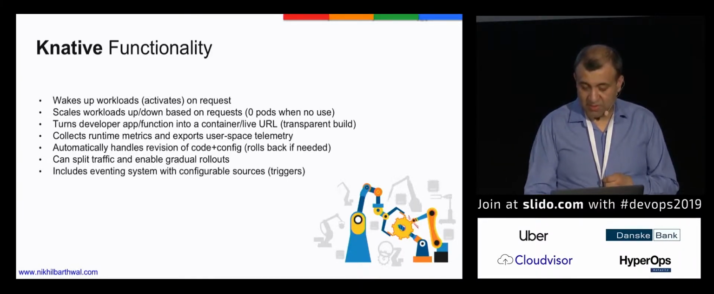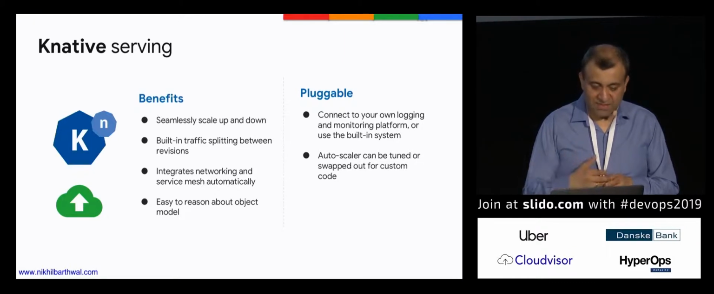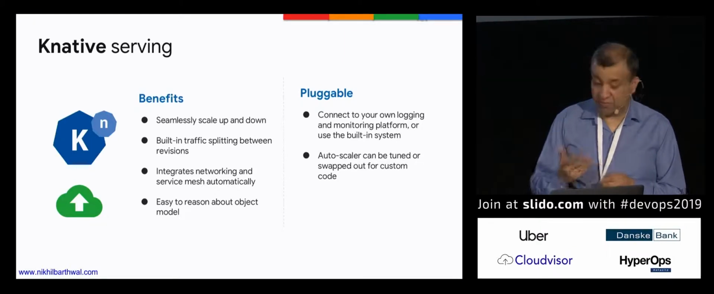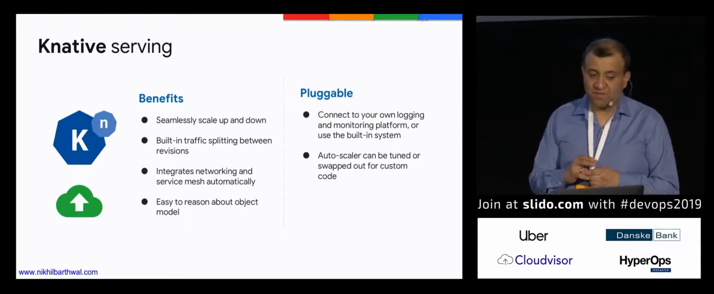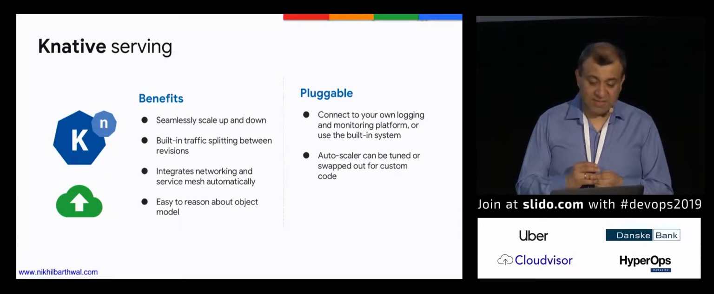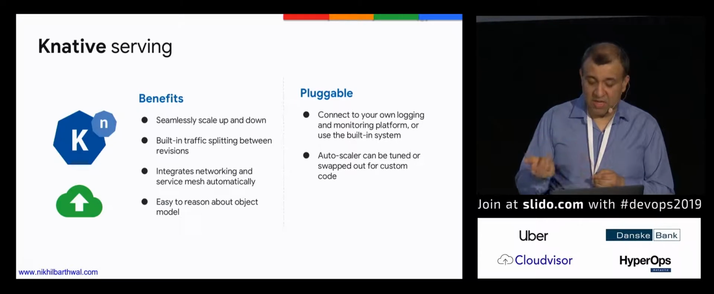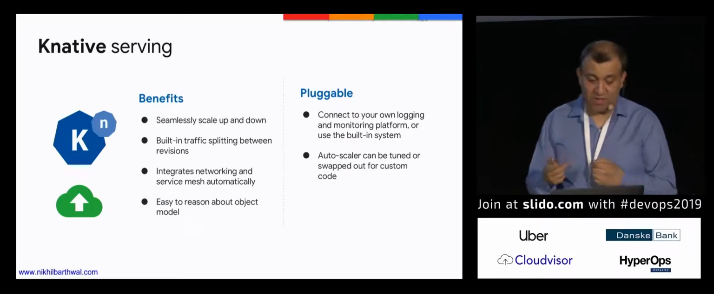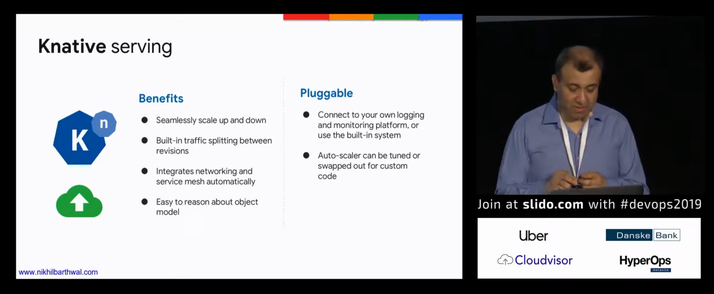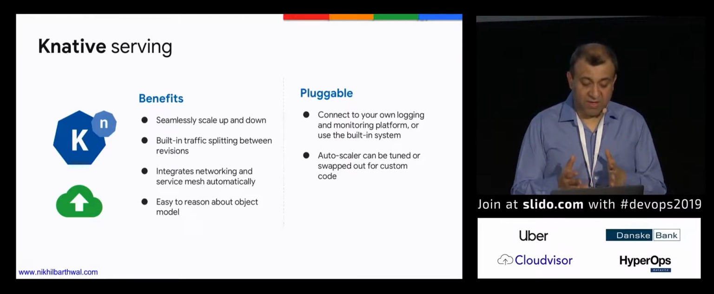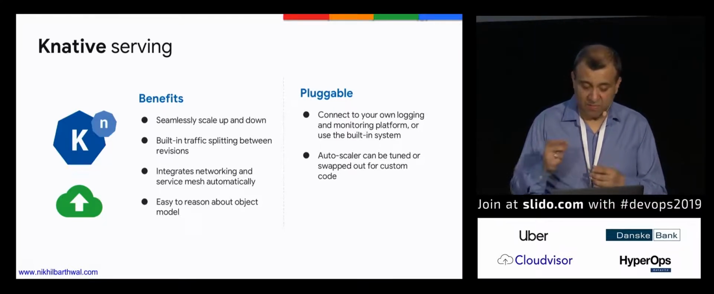So I'll start with serving, right? Serving basically deals with all the routing of the traffic. So one of the benefits of serving is that it can seamlessly scale up and scale down. In the next slide, I'll show an example of what it is, but basically it can split the traffic between the revisions. I'll show how it's done. And it integrates with the service mesh, and it's quite pluggable.